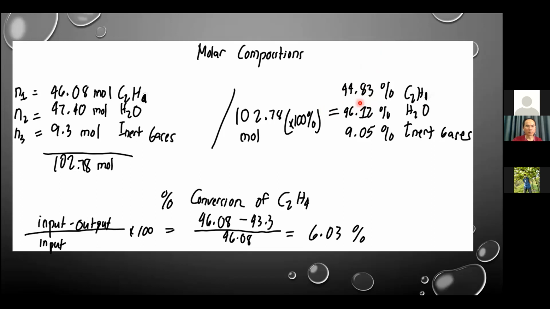We have 44.83% moles of ethylene, 46.12% of water, and then 9.05% of inert gases. These are the molar compositions of the input. And then next is the percentage conversion of C2H4, the ethylene.